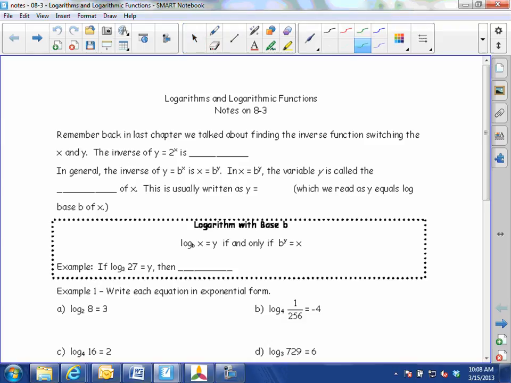So when we switch the inverse here, we're going to get x is equal to 2 to the y. Okay, x is equal to 2 to the y power. So in general, we usually write it where b is our base. Okay, so we can say y is equal to b to the x, inverse of the x is equal to b to the y. Okay, so in x is b to the y power, the variable y is called the logarithm.